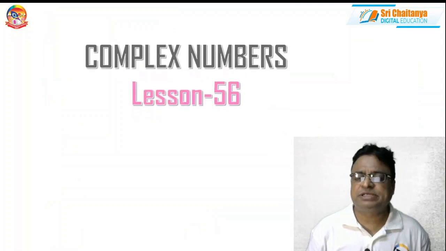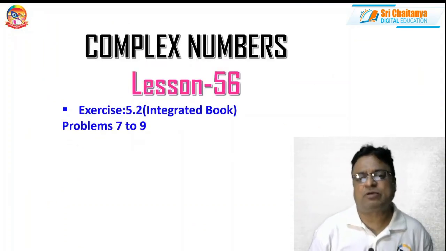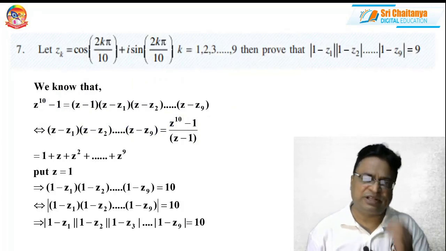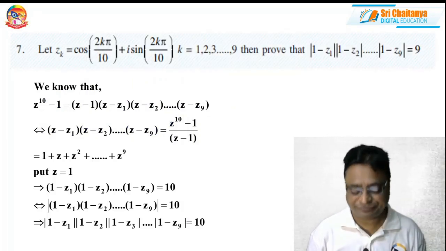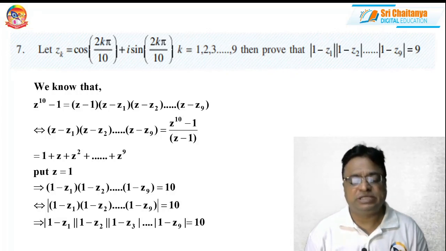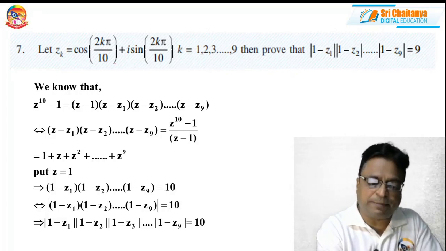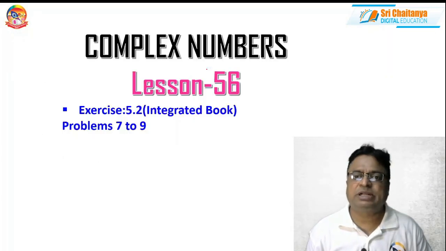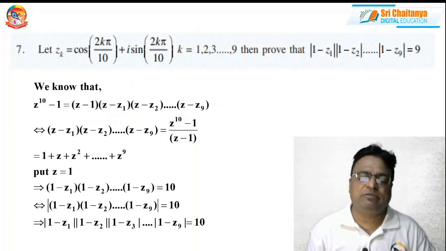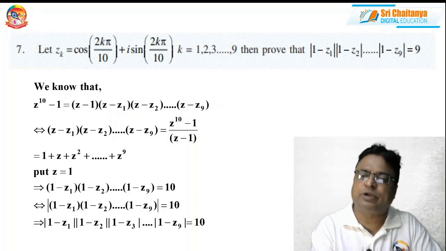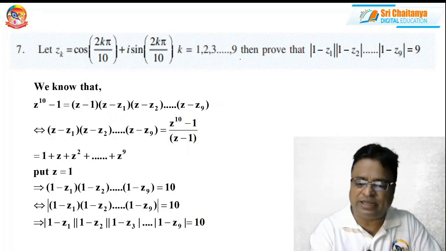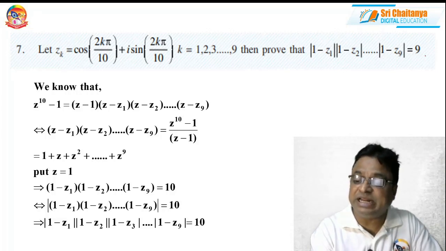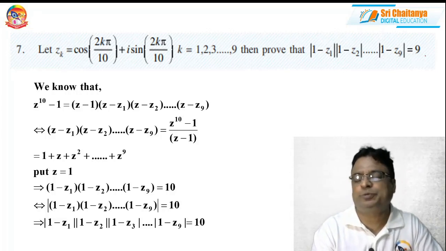And of course, in the 56th lesson from the integrated textbook, we are now concentrating on very important problems, problem number 7 to 9. See the questions very carefully. 7th question: Zk is equal to cos 2k pi by 10 plus i sin 2k pi by 10, where k equals 1 to 9. Then prove that mod of (1 minus Z1) mod (1 minus Z2) ... mod (1 minus Z9) equals 9. That we have to show.